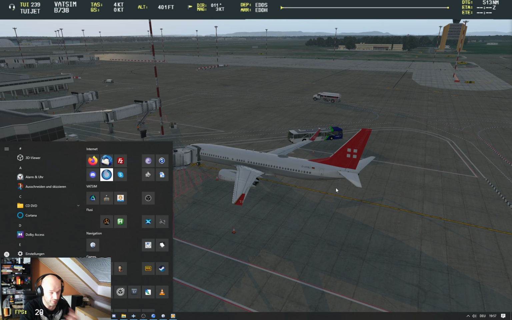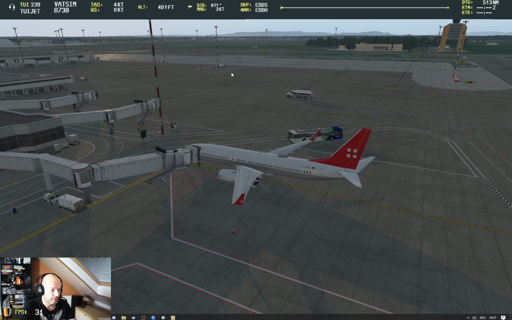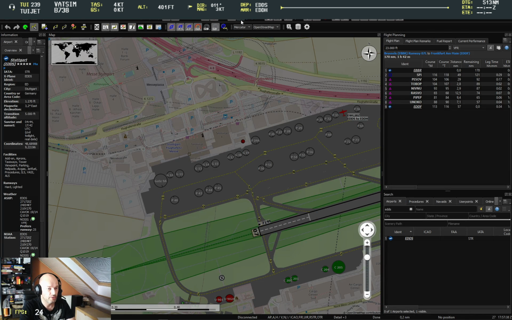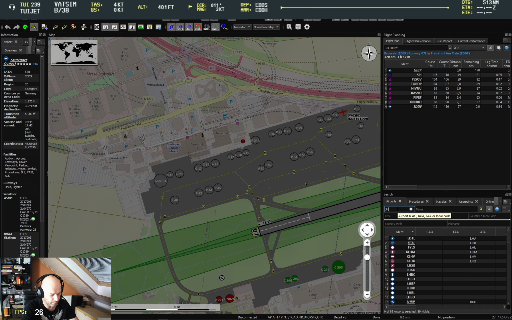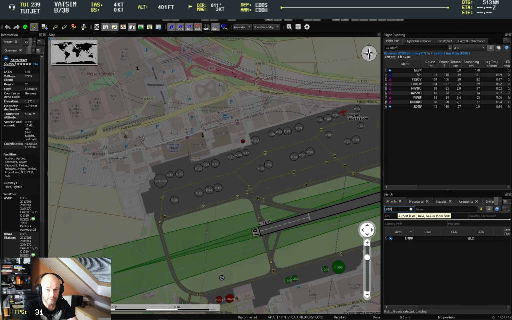Cool. So now we've decided the routing, and we saw that they are quite busy. Let me first position our plane. So I use the program Little Nav Map, LNM, and I go here to airport and we enter the code for Budapest, LHBP.